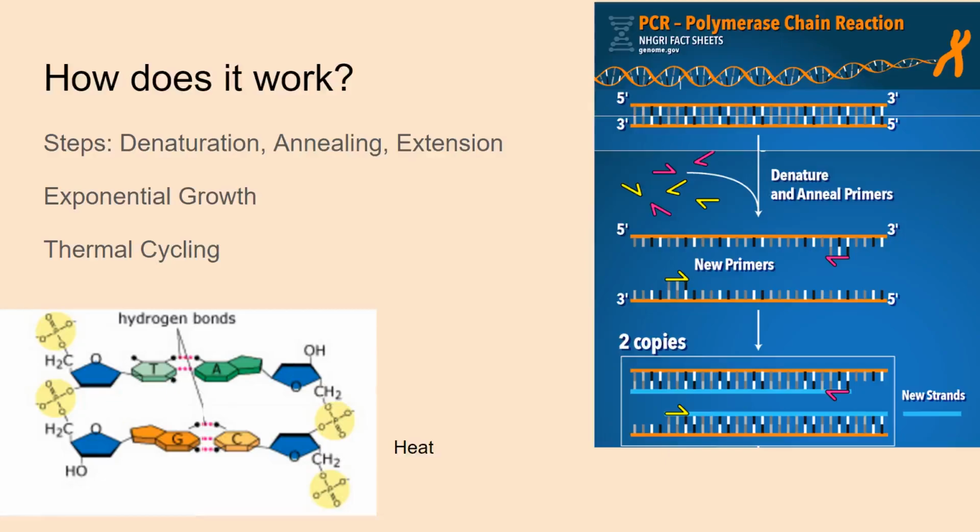So you might be wondering, how does this work? Well, PCR can be broken down into three pretty simple steps. They're called denaturation, annealing, and extension.